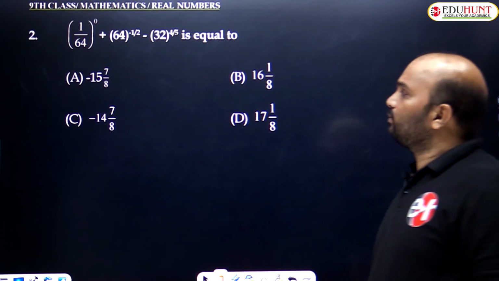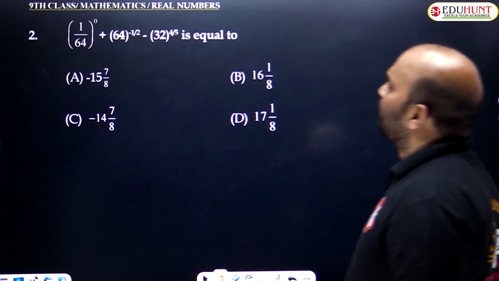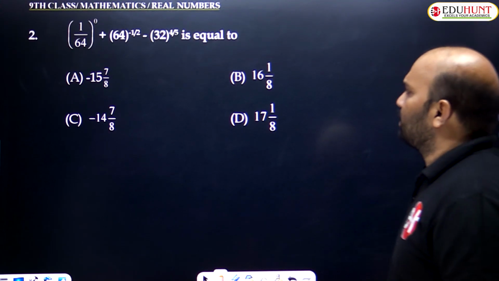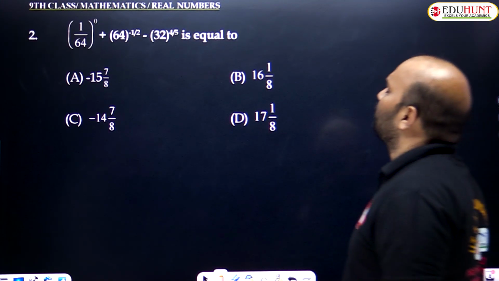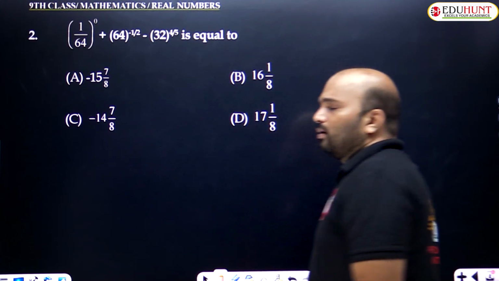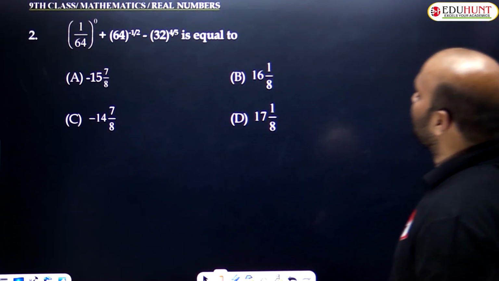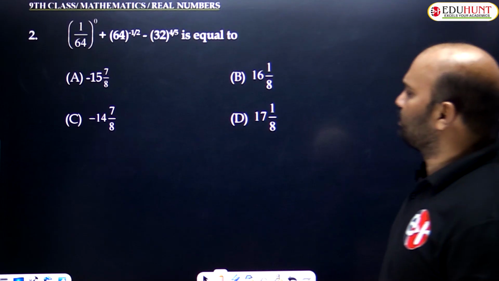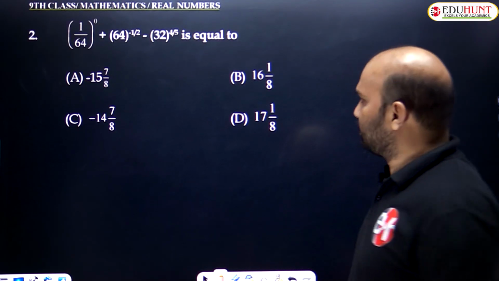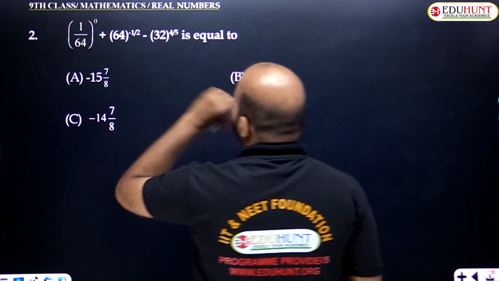Let's go to question number 2. (1/64)^0 + 64^(-1/2) - 32^(4/5) equals: option A, minus 15 and 7/8; option B, 16 and 1/8; option C, minus 14 and 7/8; option D, 17 and 1/8. So clearly we need to understand what I am given.